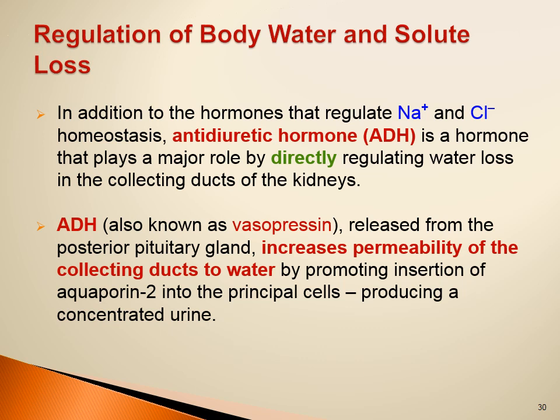So if the hormone promotes the insertion of these aquaporin 2 channels in the cell membrane of principal cells, this will promote the reabsorption of water and lead to the formation or production of concentrated urine. So the final effect of this hormone is to retain water by the kidneys and the production of a low amount of urine.